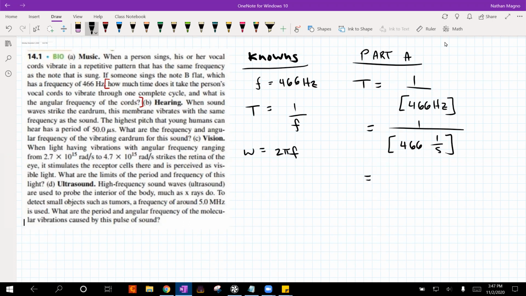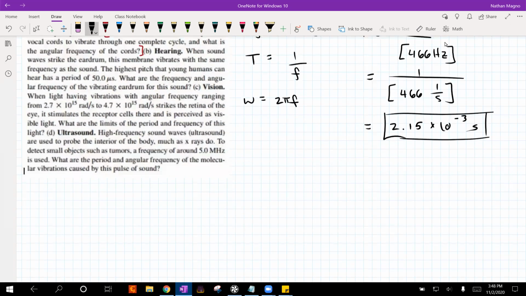And plugging that into a calculator, your period is going to equal 2.15 times 10 to negative 3 seconds. So it takes about 2.1 milliseconds for this person to have their vocal cords oscillate, and 466 times a second seems absolutely crazy, but it's not. There are faster oscillations, as I said. Any questions on this part? I know it's pretty straightforward.